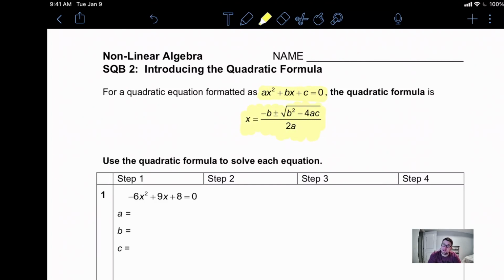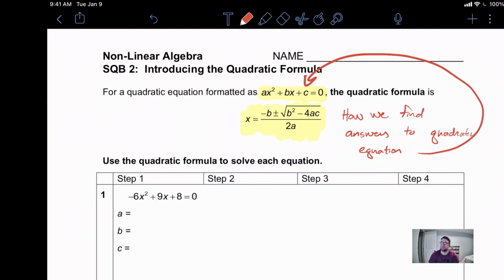Now, what the quadratic formula does for us is it tells us what our answers are. This is how we find answers to a quadratic equation. And a quadratic equation is, of course, something that looks like this. Now, the nice thing about the quadratic formula is that it works on absolutely any problem you throw at it.